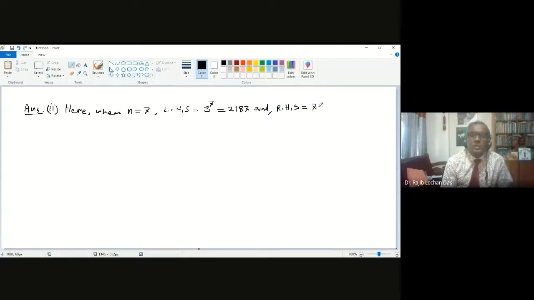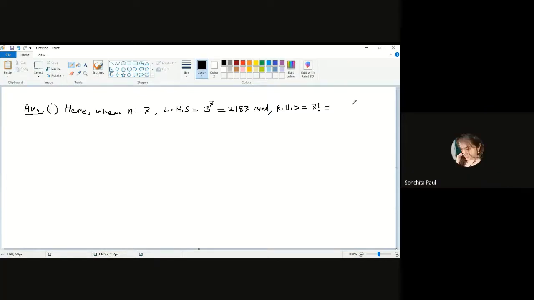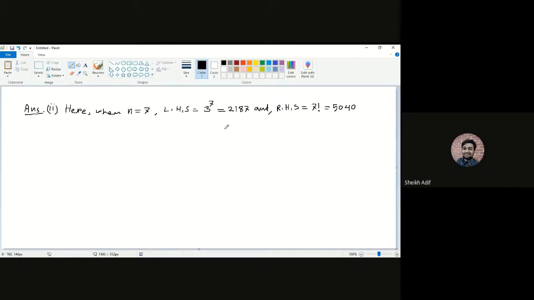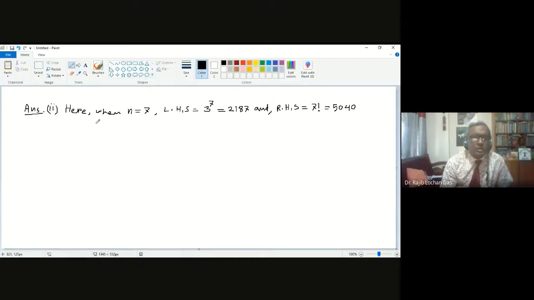Okay, so what is the right hand side? The right hand side is the factorial of 7. So what is factorial 7? 5040. Okay, so is this correct? What was the theory? That factorial will be bigger. So now you say, therefore left side is less than the right side.